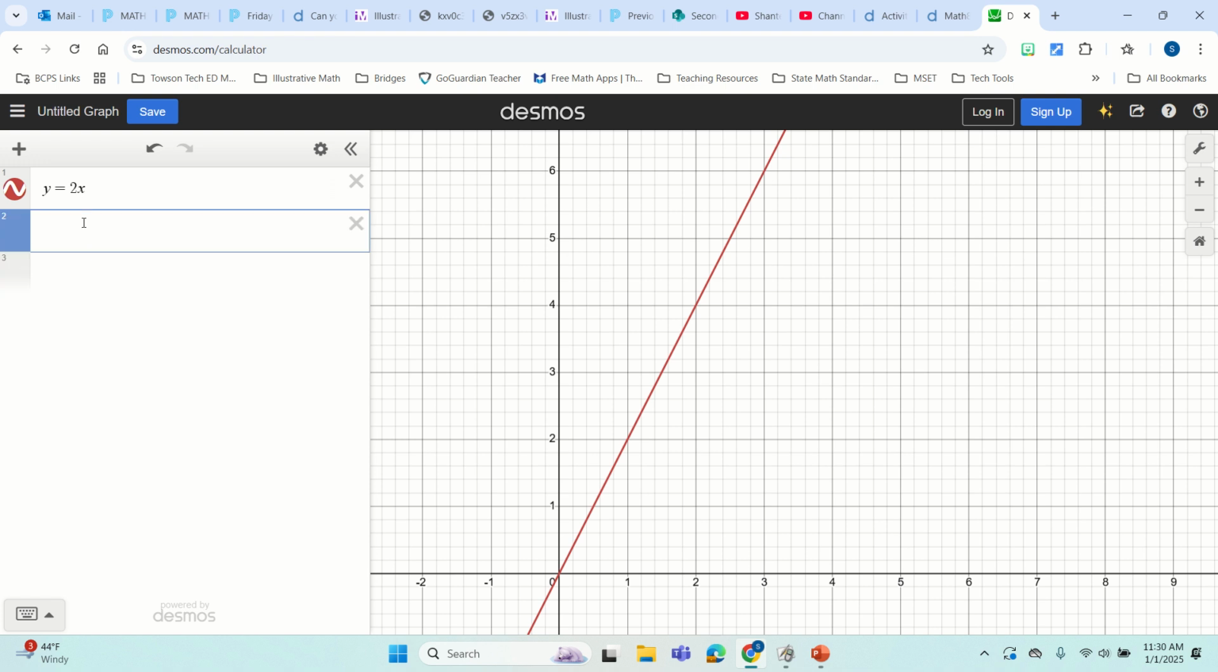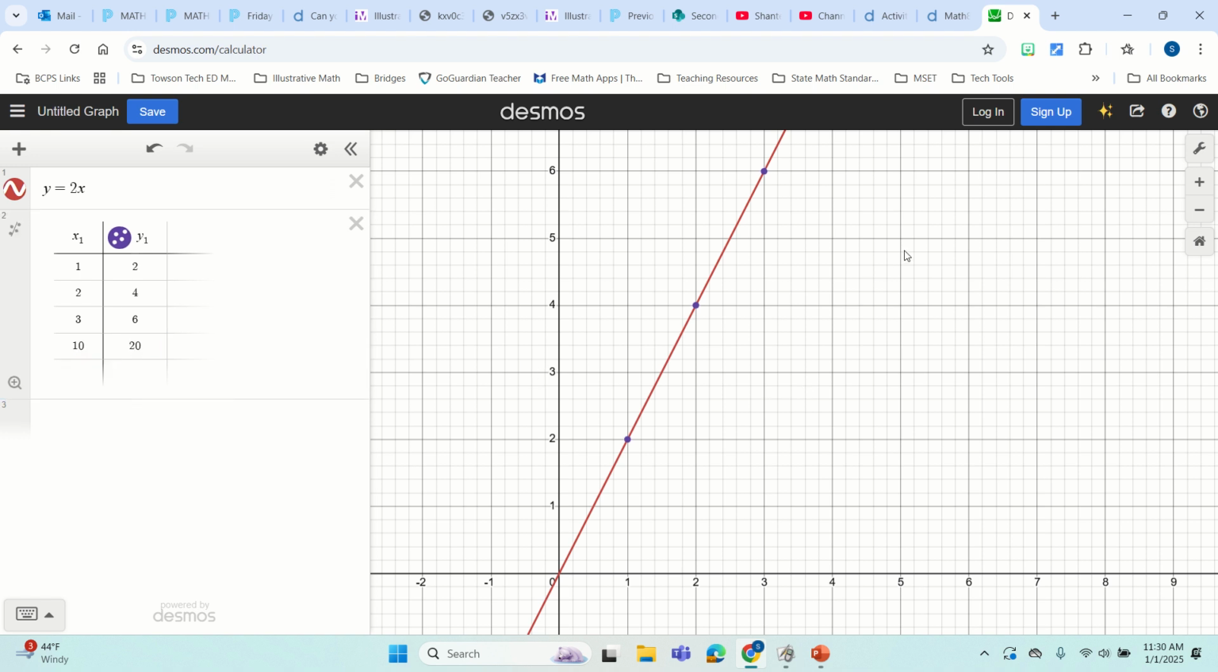The other way you can do this is to represent it in a table. So if you go to the plus sign and you click table, if I buy 1 journal, I'm going to pay $2. So if I replace the x with 1, 1 times 2 is 2. So that's going to be my total cost. If I buy 2 journals, 2 times 2 is 4. If I buy 3 journals, 3 times 2 is 6. And if I buy 10 journals, 2 times 10 is 20.